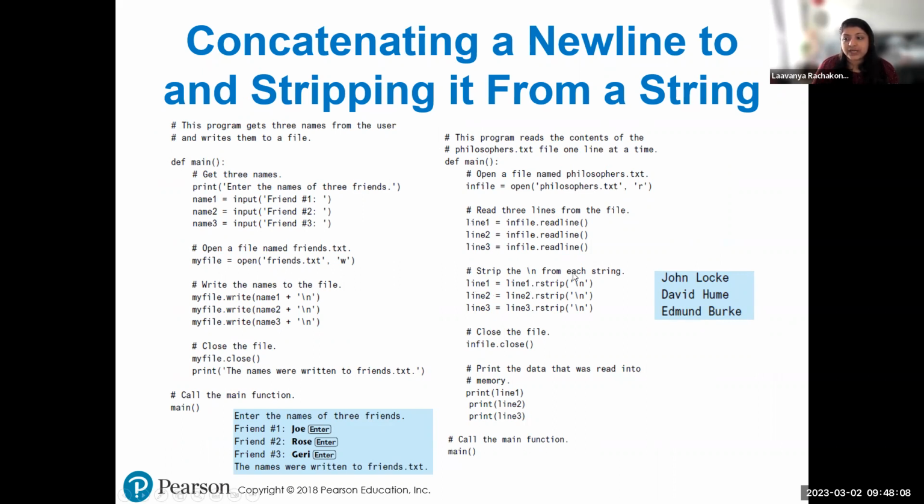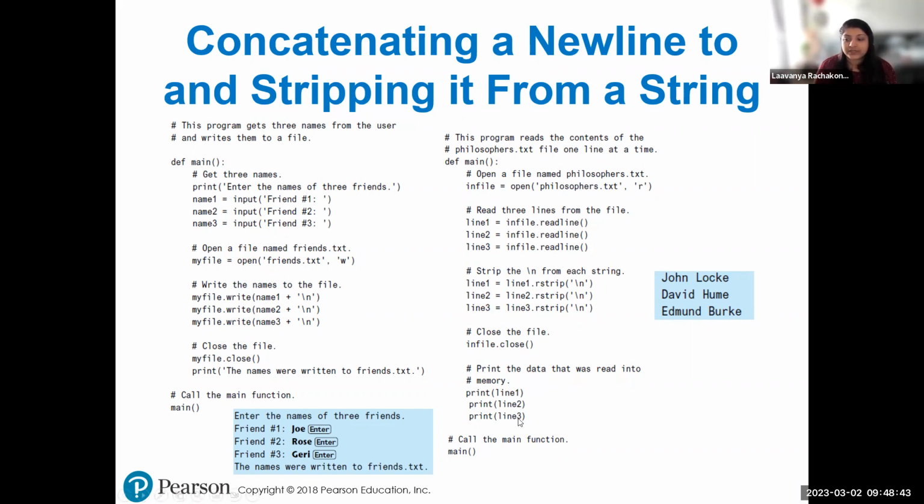Next, you are using the rstrip method on this line1 itself. So line1 is equal to line1.rstrip. And inside the parentheses will be the special characters that you want this command to strip. So you have \n that needs to be stripped. So for line1, earlier we had John Locke \n. Now, after this line is executed, you will have line1 as John Locke. That's it, without the \n.